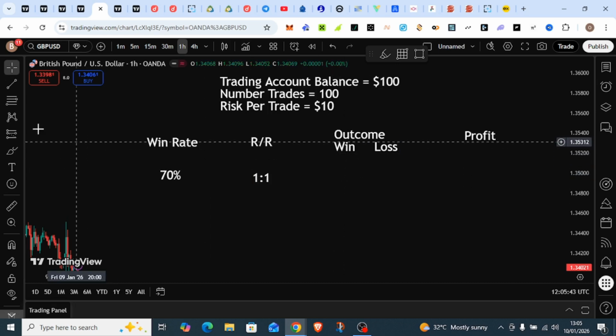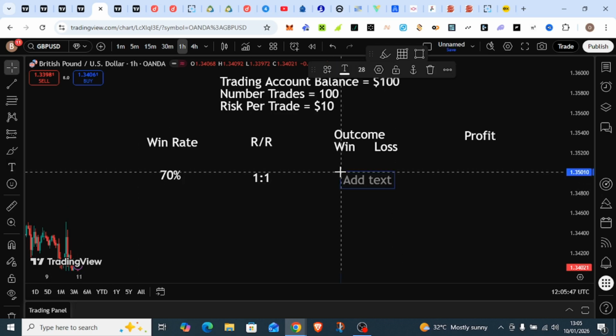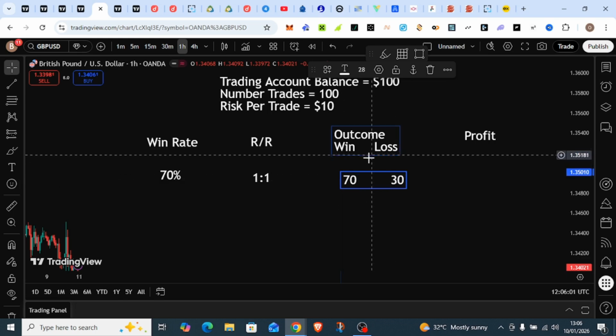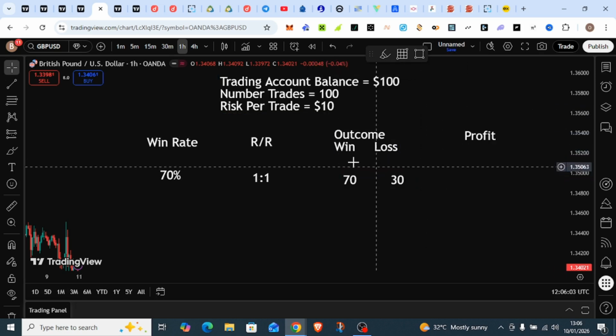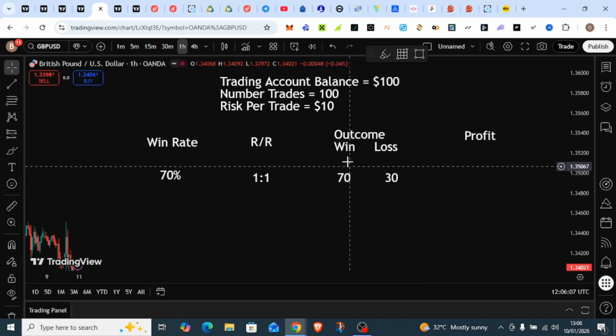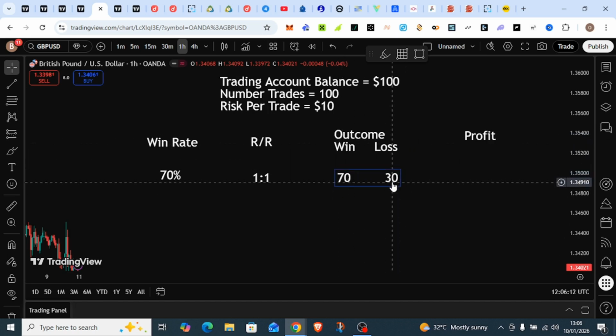So the number of trades we win here is going to be 70, since we have a 70% win rate. And the number of trades we will lose is 30 out of 100 trades, making a total of 100. So we win 70 and lose 30 on a win rate of 70%.